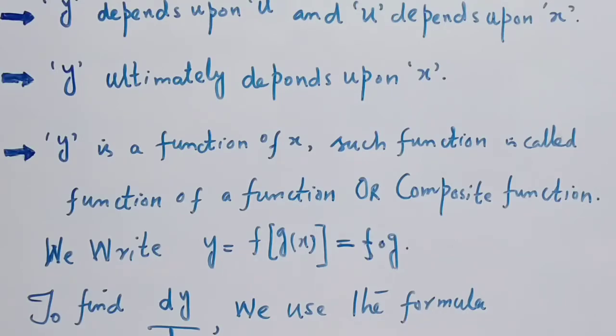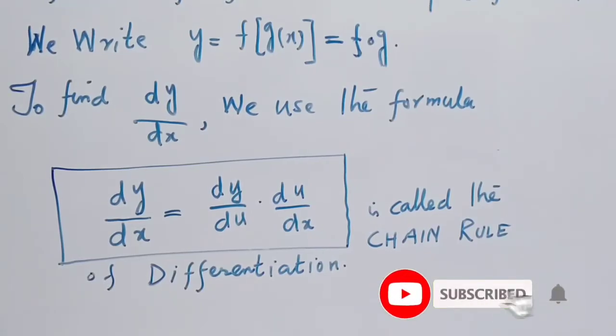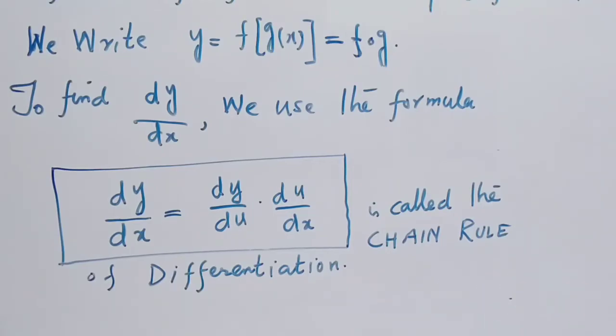To find the derivative, which is dy by dx, we can use the formula that is called the chain rule. To find dy by dx, we use the formula dy by dx is equal to dy by du into du by dx. This is called the chain rule of differentiation.